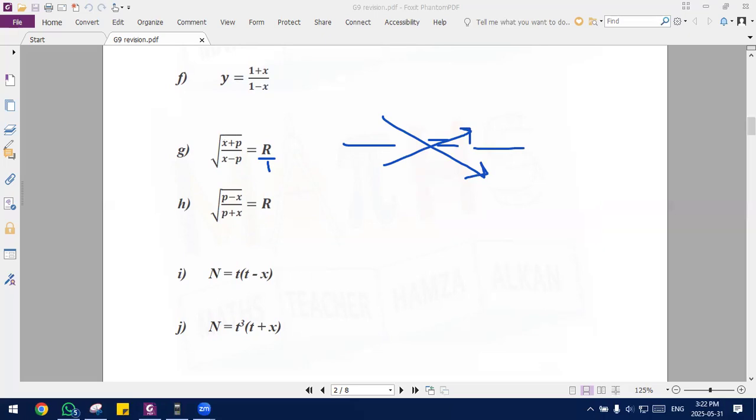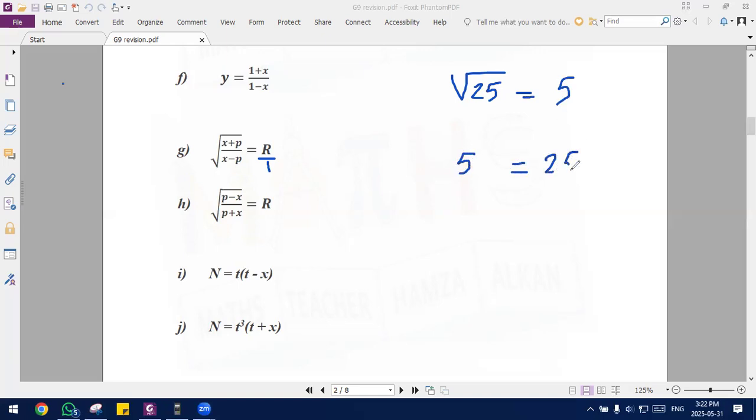Do you know what is the opposite of square root? Square root of 25, what is it equal to? 5. So what do you do to 5 to make it 25? Multiplied by 5. So you square it. Square and square root are opposites.